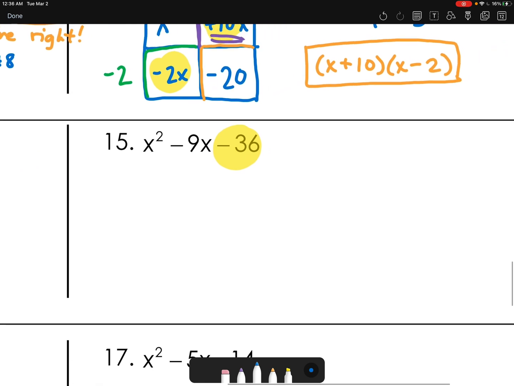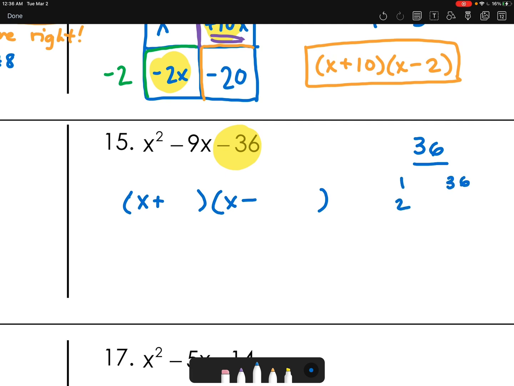Try number 15 on your own. Pause the video. Okay, now that you're back, we are going to set this puzzle up. Opposite signs. We have 36. We're thinking of our factors of 36. 1 and 36, 2 and 18, 3 and 12, 4 and 9, 6 and 6, and that's it. So which, when they have opposite signs, would give me -9 as my difference?